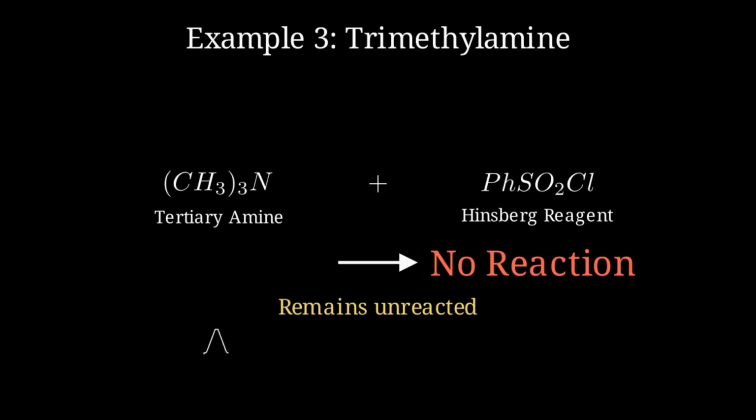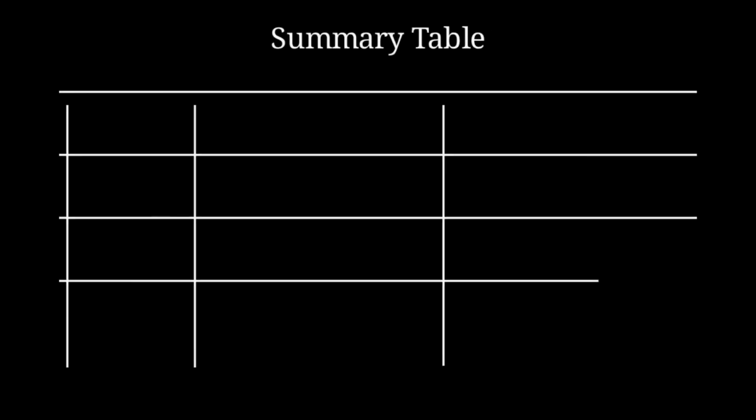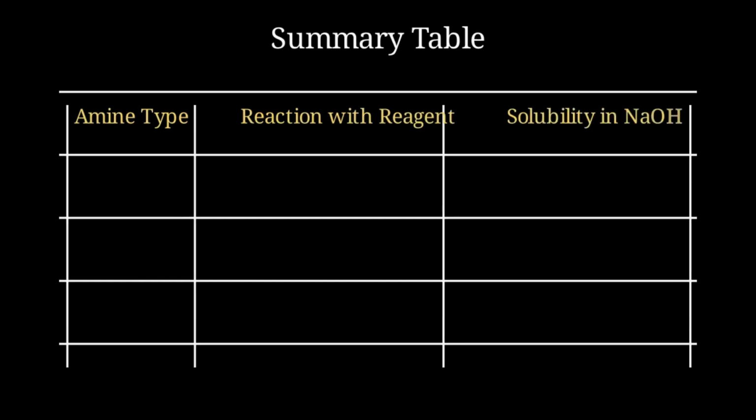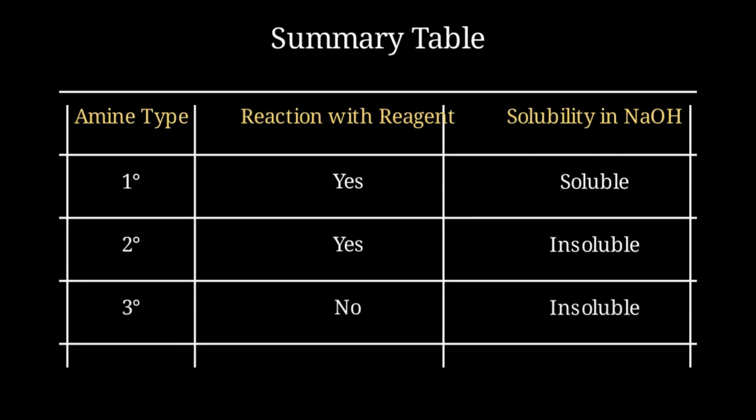To summarize, primary amines form products that are soluble in alkali. Secondary amines form products that are insoluble in alkali. Tertiary amines do not react and remain insoluble in alkali but dissolve in acid.